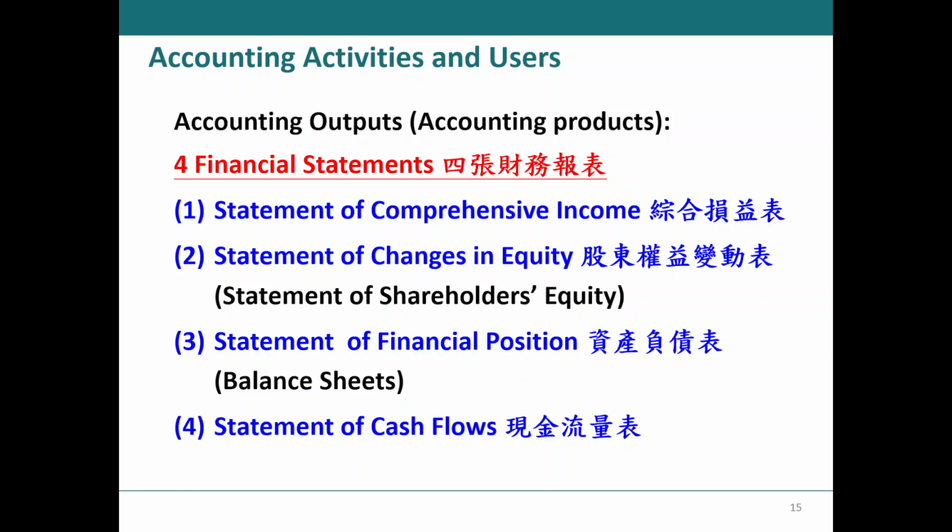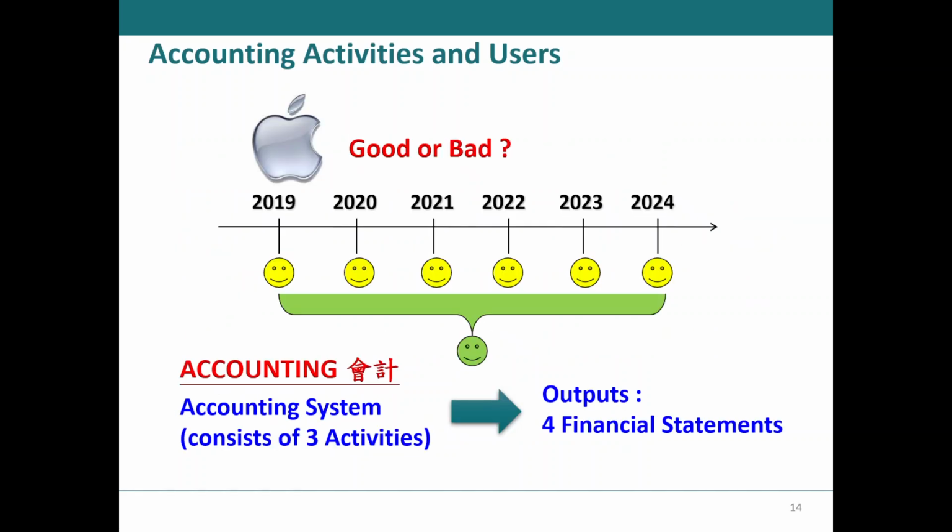Okay, so what is accounting? This is accounting. In order to tell you whether Apple is good or bad, accounting will do 3 activities: identify, record, communicate. In the end, it provides 4 financial statements to everyone. So you can read these financial statements to figure out whether Apple is good or bad. Okay? So that's what accounting is. We also mentioned this last 2 weeks.